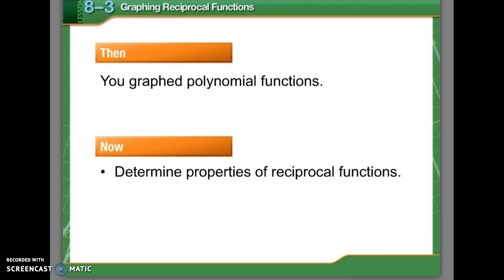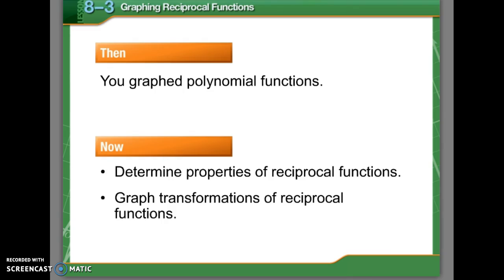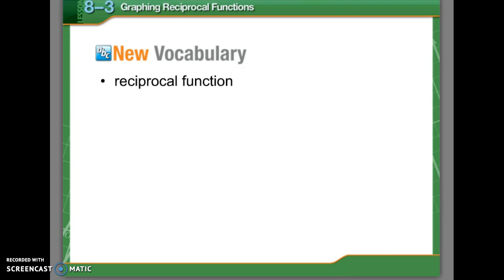So we should have graphed polynomial functions already in the past. In this lesson, we're going to figure out properties of reciprocal functions and then graph transformations of reciprocal functions. A reciprocal function is probably something you don't know about. A hyperbola is probably something you don't know about. So those are going to be new terms that we're going to talk about in this lesson.